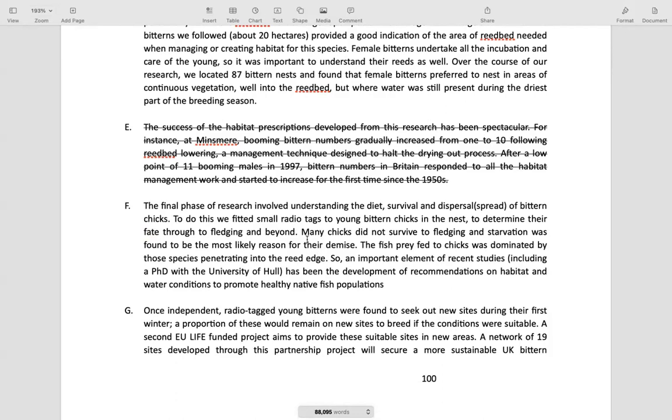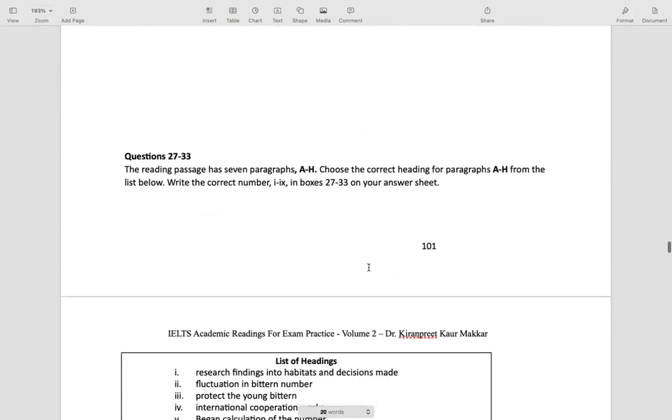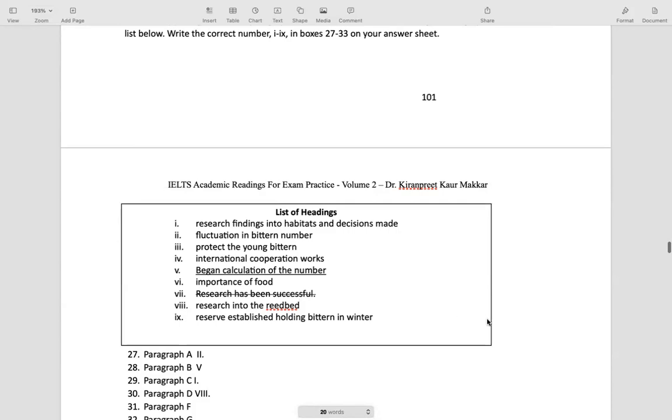Many chicks did not survive to fledging, and starvation was found to be the most likely reason for the demise. So most of the chicks do not survive because of starvation, and due to hunger their death happens. Perfect. So Bhavesh, very good. So now let's see the options. Go ahead, one by one.